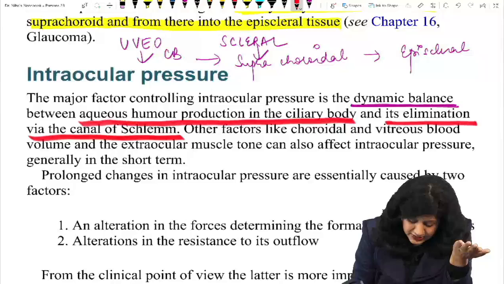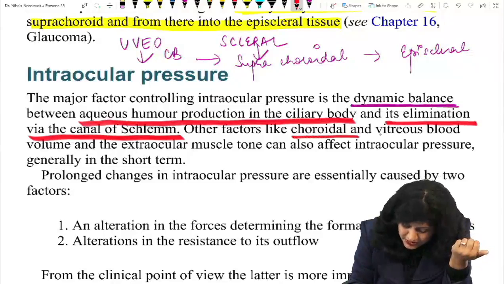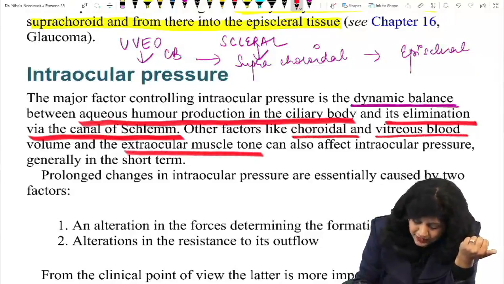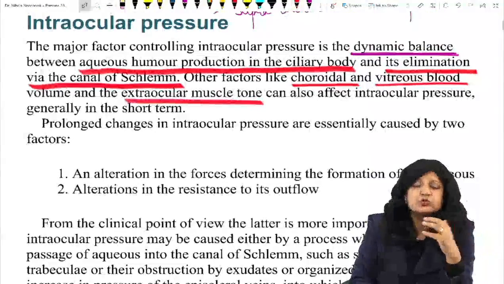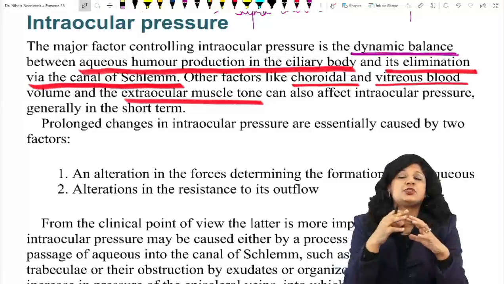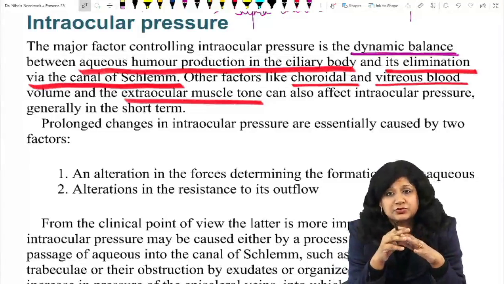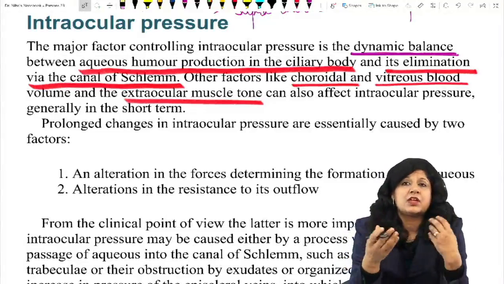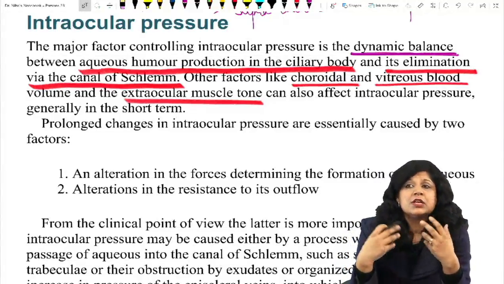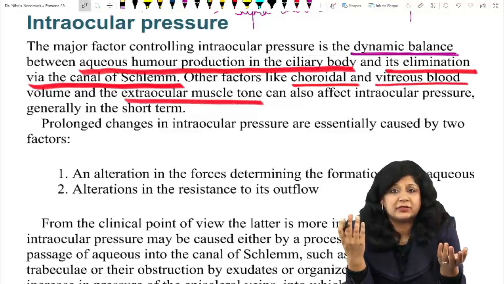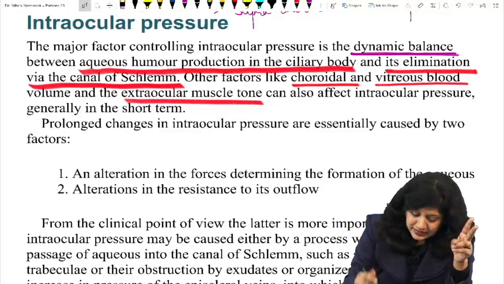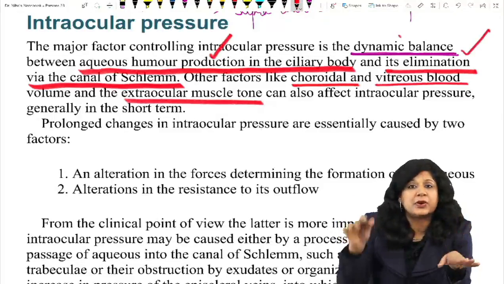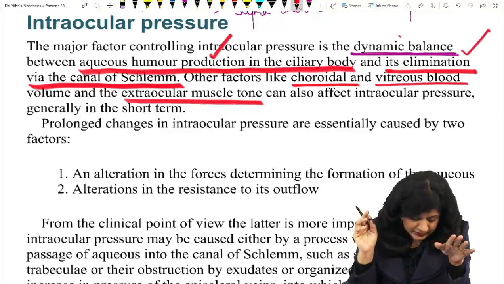Other factors like choroidal and vitreous blood volume and the extraocular muscle tone can also affect it in the shorter term. Now whenever we have a pressure, obviously there are so many things controlling it. Even the position, we have diurnal variation, whether you have drunk water or not, there are so many things. But the two important things are the dynamic balance between its production and its elimination. So production and drainage remain the most important thing.